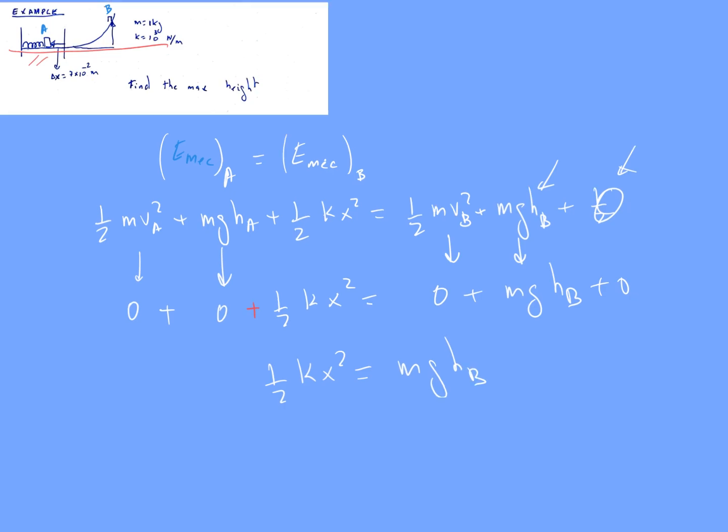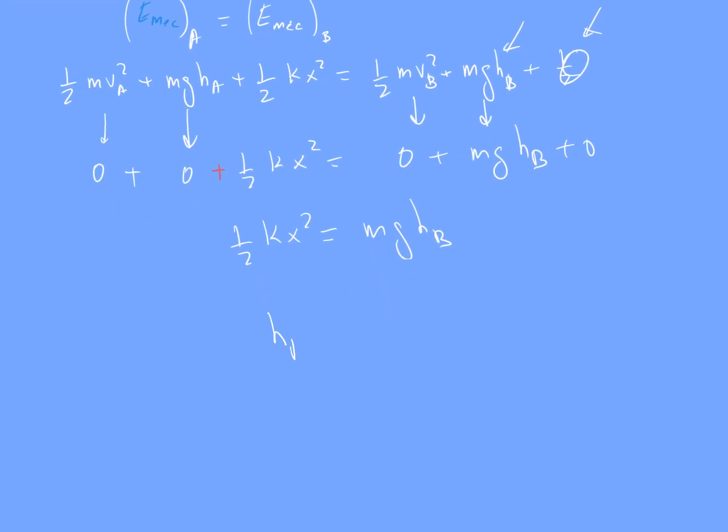We look for the HB. The HB will be 1/2 Kx squared, where K is the constant of the spring, divided by mg. So let's plug in numbers. At the maximum height that it can arrive at, the velocity v sub B is 0. That's why I said that the kinetic energy is 0. This is the maximum height.